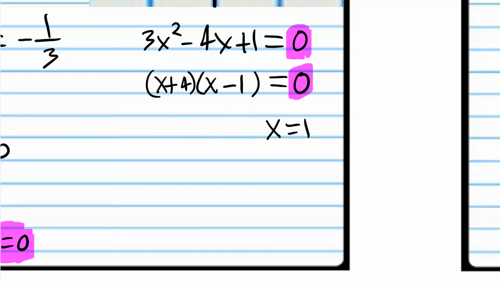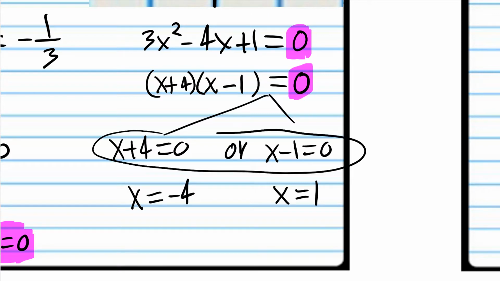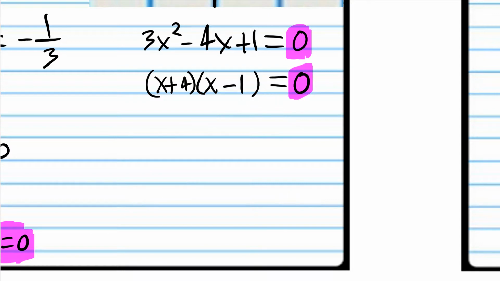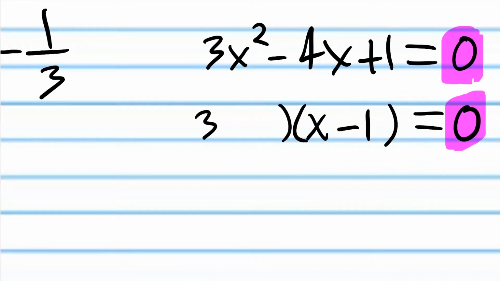But I want you to be aware that technically, in order to show why that's true, you would have to say that x plus 4 is equal to 0 or x minus 1 is equal to 0, and then solve and say x is equal to 1 and x is equal to -4. I don't make you show this intermediate step because it's just tedious. It's not really necessary.